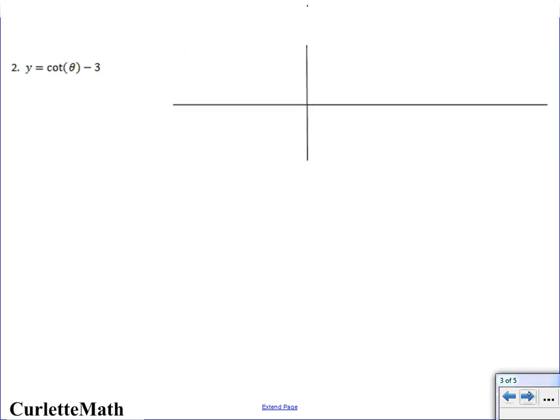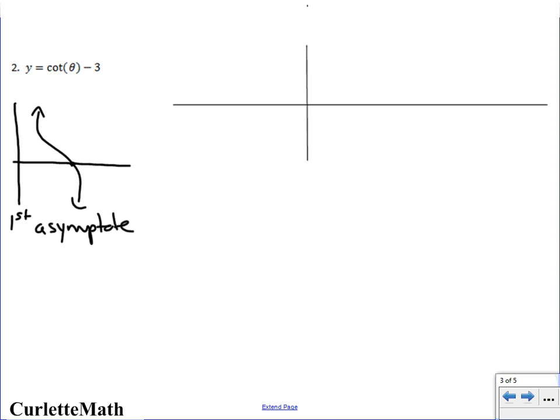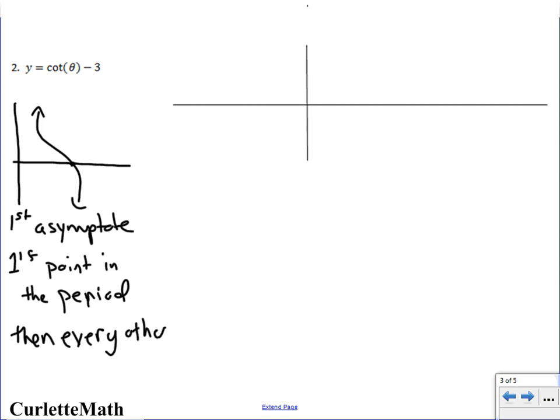Now moving on to number 2, we have the cotangent. Now remember, the cotangent, when I graph it in, it's going to start on the left-hand side and go through the graph. Now, where's our first asymptote? Our first asymptote is going to be at the first point in the period, then every other point.